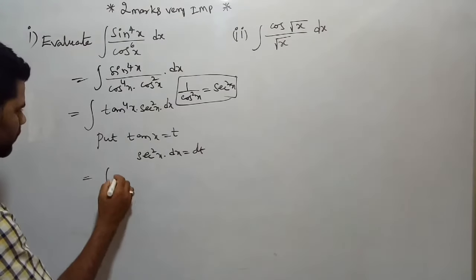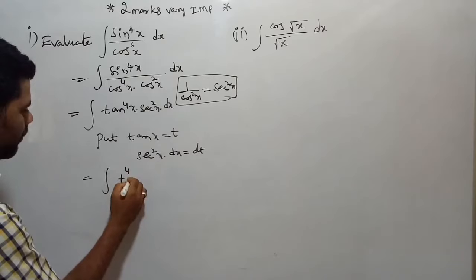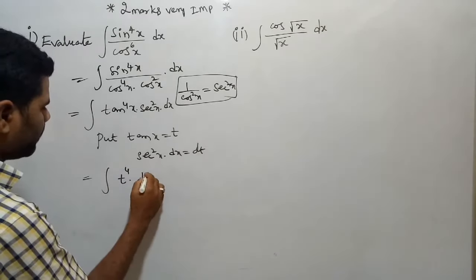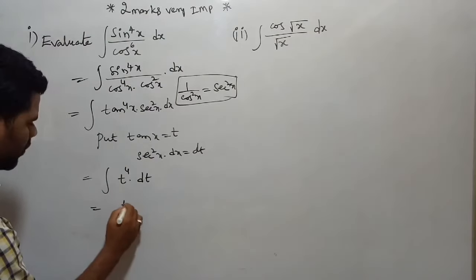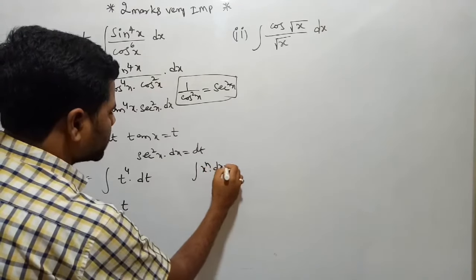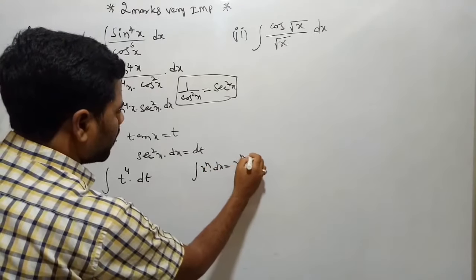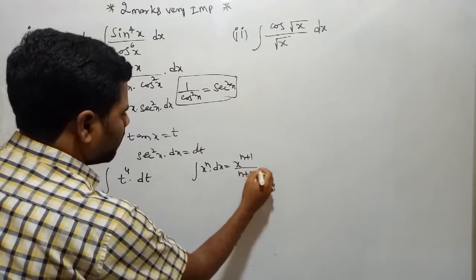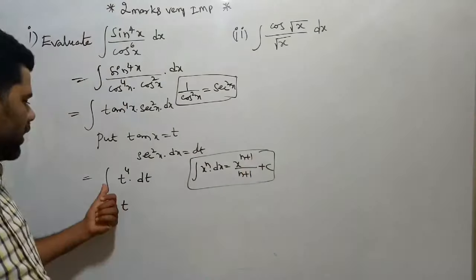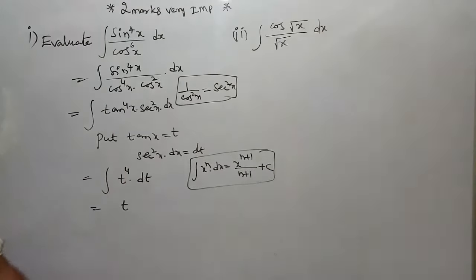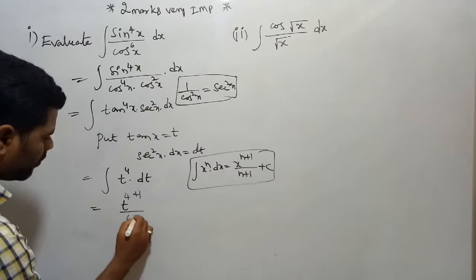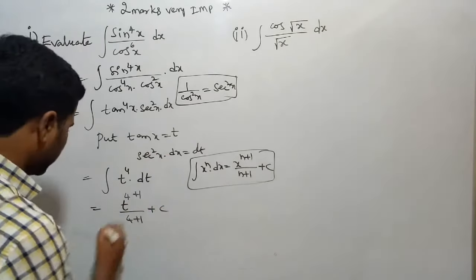So integral t to the power of 4 into dt. Integral x to the power of n into dx is equal to x to the power of n plus 1 by n plus 1 plus c. So from this formula we can write integral t to the power of 4 into dt is equal to t to the power of 4 plus 1 by 4 plus 1 plus c.